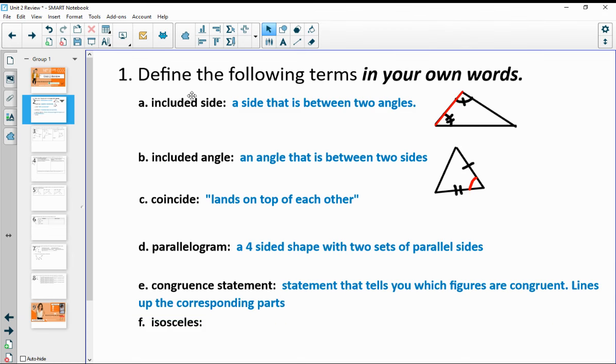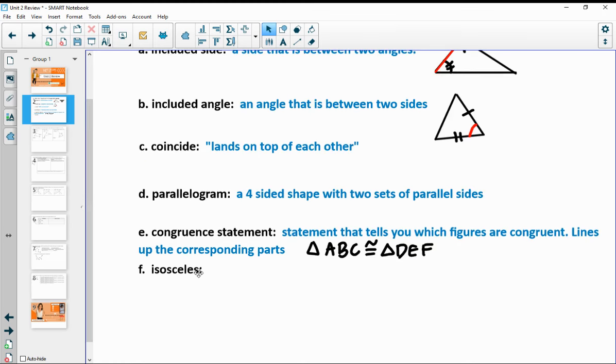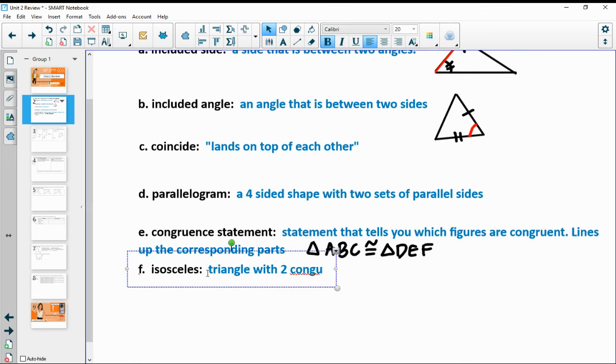So for example, a congruent statement might look something like this. Triangle ABC is congruent to triangle DEF. And then you would know that point A coincides with D, or would be the corresponding point to D. B and E would go together, and C and F would be corresponding. Then finally, isosceles. Isosceles is just a triangle with two congruent or equal sides.